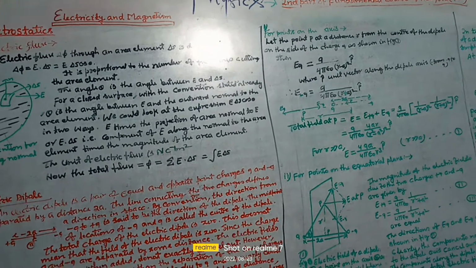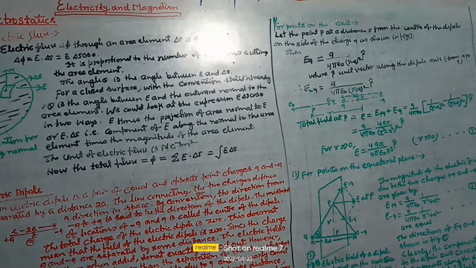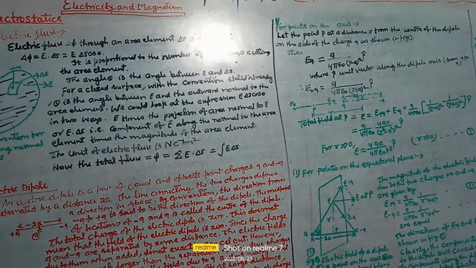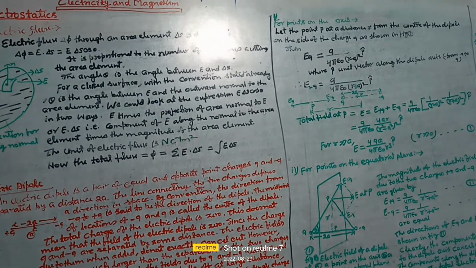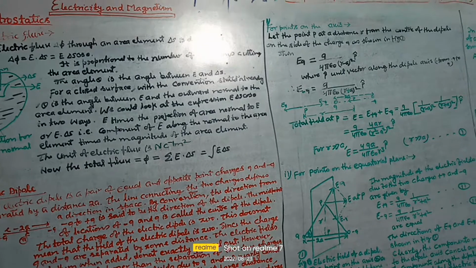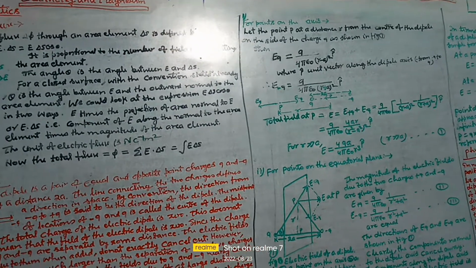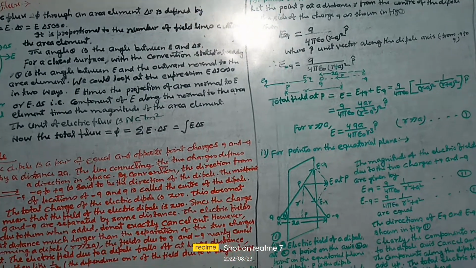Now, in SI unit, the total flux phi equals summation E dot delta S, or integral E dot delta S.